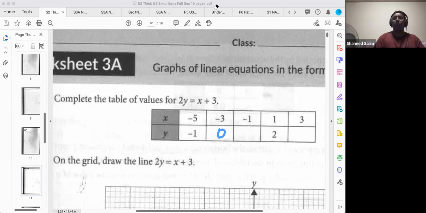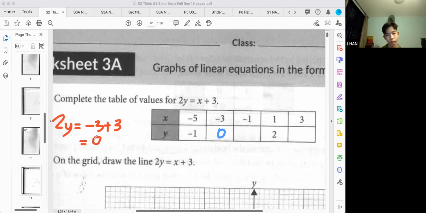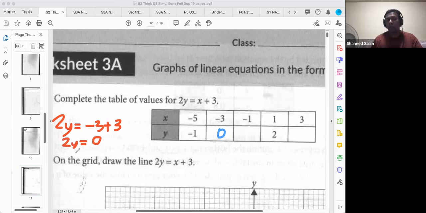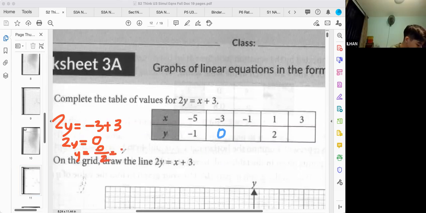You're confused. Okay, no problem. Okay, come. So we put in the value here. Down here, 2y equals -3 plus 3. -3, you owe $3, you pay $3, so total will be 0. Correct? So now 2y equals 0. Y is 0 divided by 2, equals to 0 still. Okay, right?